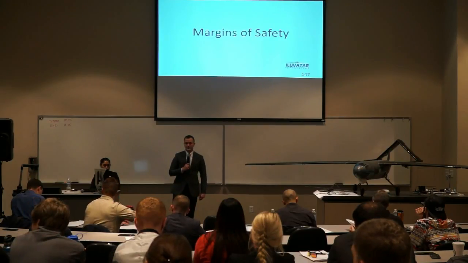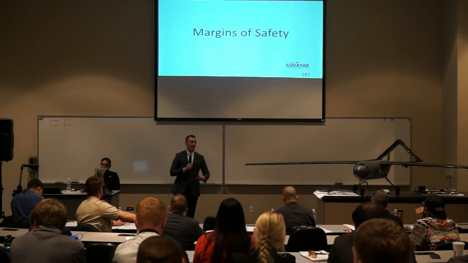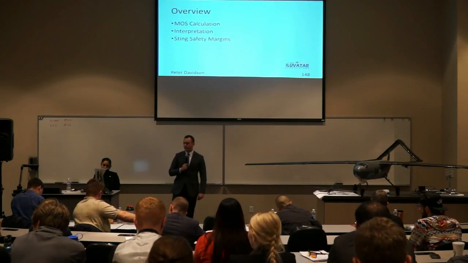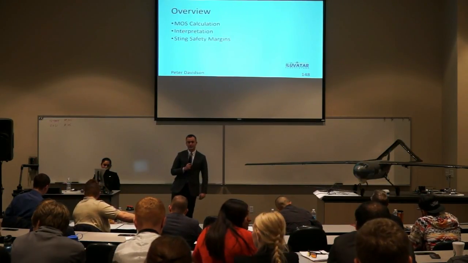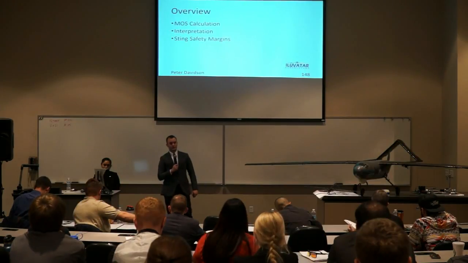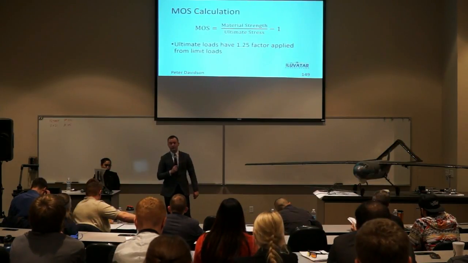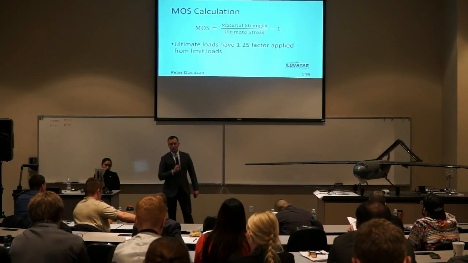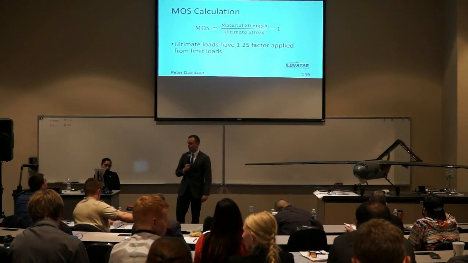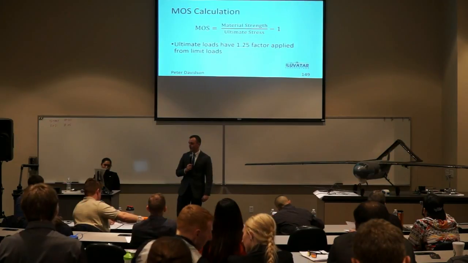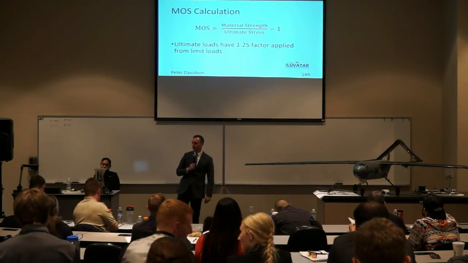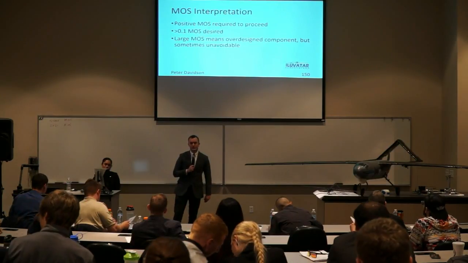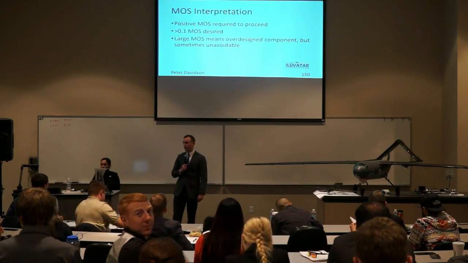And next I'll discuss the margins of safety, which were calculated from the ultimate loads that were applied to the ANSYS model. So as a review, I'll go over the margin of safety calculations, interpretations, and then the margins of safety for the actual test article. So this is the equation used to calculate the margin of safety. And ultimate loads had a factor of 1.25 applied to them, and that's the ultimate stress, and a factor of safety of 1.25 applied to them. So a positive margin of safety is required to proceed, and the desired margin of safety is greater than 0.1.